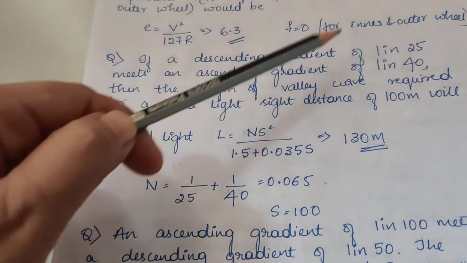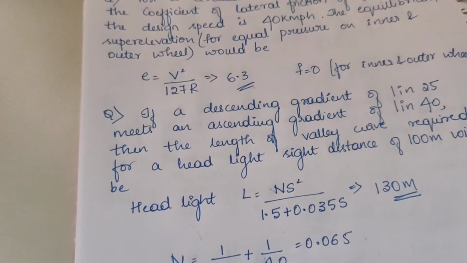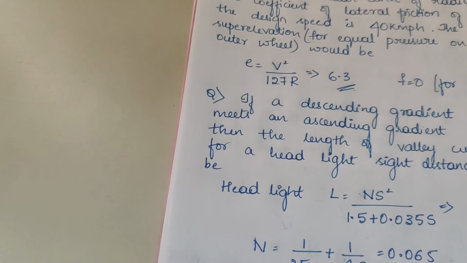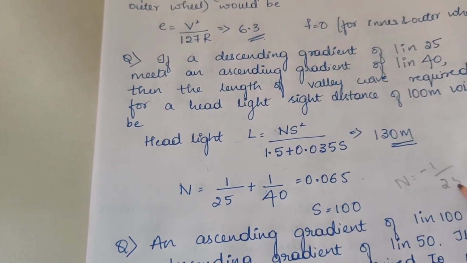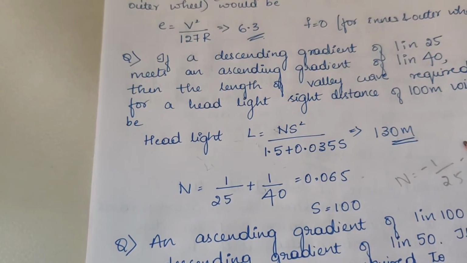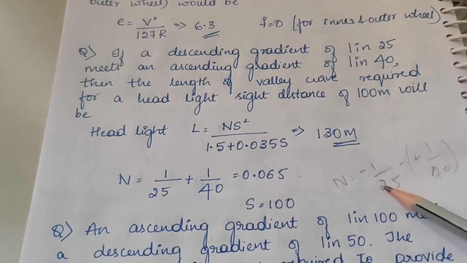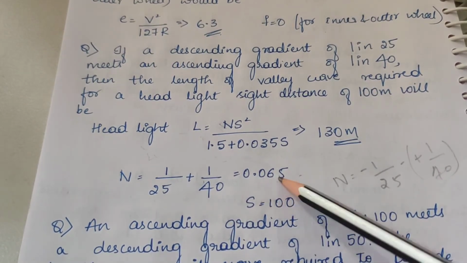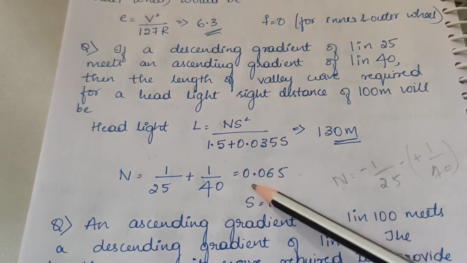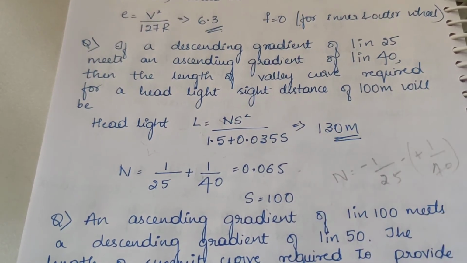To calculate N, the descending gradient is minus 1 divided by 25, and since the descending gradient meets an ascending gradient, that is minus, plus ascending gradient, how much? 1 divided by 40. So minus 1 divided by 25 plus into minus is minus 1 divided by 40. So you get the negative value, forget the negative, 0.065. N is 0.065. Headlight sight distance I have given you 100 meter, so S is equal to 100. Substitute, you get 130 meter.